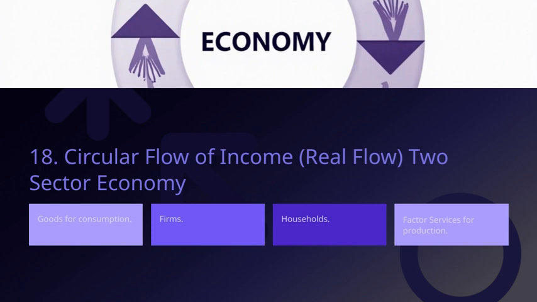In return, firms pay households for their factor services, such as wages, rent, and interest. This exchange forms the basis of the production process. Next, these firms use the factors they acquire to produce goods for consumption. These products are then sold to households, completing the cycle. This entire process is a core part of the circular flow of income, specifically in a two-sector economy, which focuses only on households and firms.